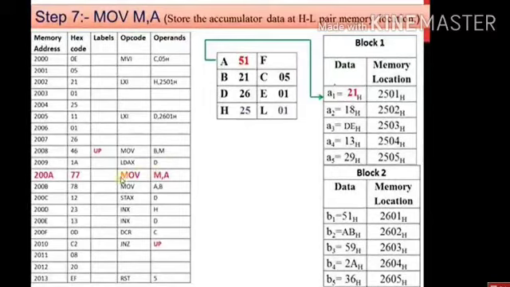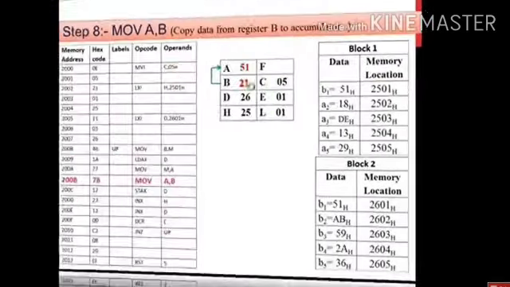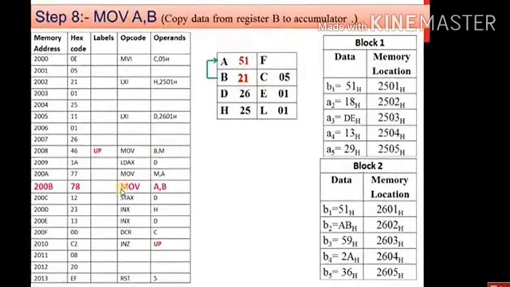Now next one, MOV M, A. Whatever is there in the accumulator should now come into memory. And whatever will be there in memory will come in the first block of data also. This is by default. Now the accumulator has 51. It should come into memory, which means the second block data is 51. Right? I got 51. Yes. Now the first data is exchanged. Now 51 is there here.